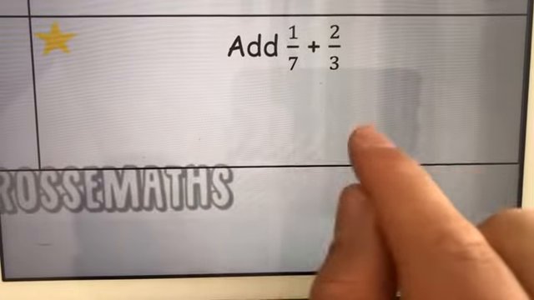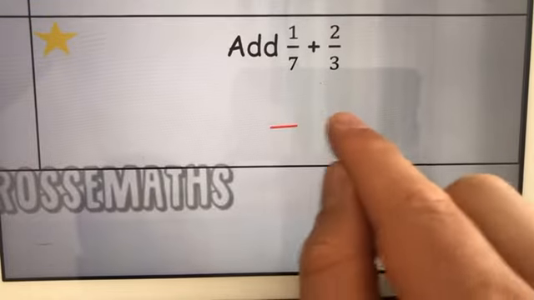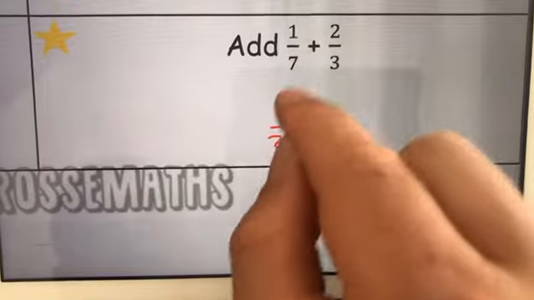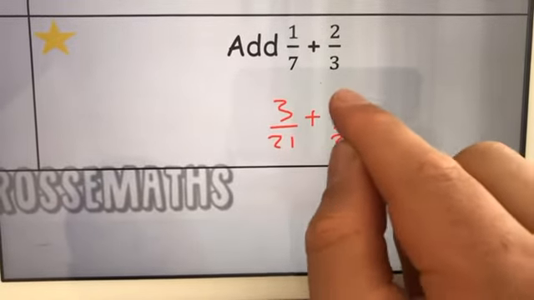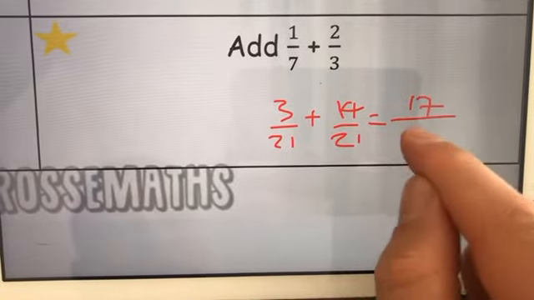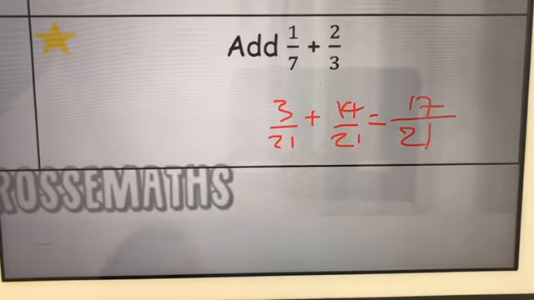Okay, I've got to make the bottom numbers the same, so I'm going to times them together. 7 times 3 is 21 on the bottom of both. Plus goes in the middle. 3 times 1 is 3. 7 times 2 is 14. Add them up. 3 plus 14 is 17. The bottom number just stays the same. 17 over 21.